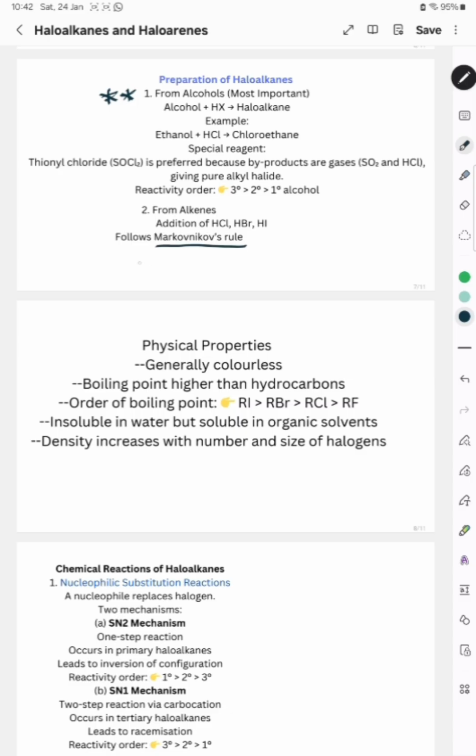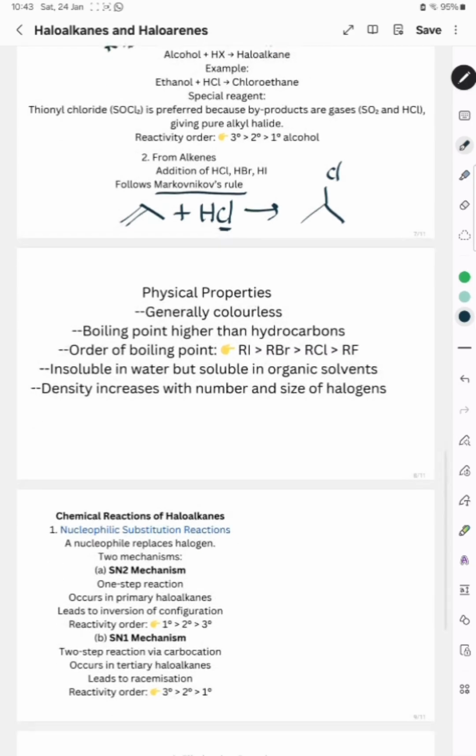Let's see that if we take any alkene and HCl, it forms, from Markovnikov's rule, we know that the negative part of the compound adds to the carbon with less number of hydrogens. This is the rule of Markovnikov. Like H plus and Cl minus will be formed. This negative part will add to the carbon with less number of hydrogens on the double bond.